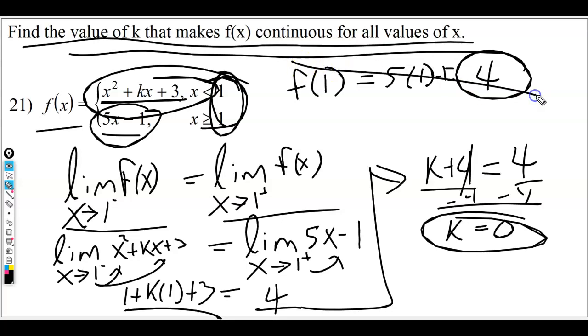So you don't really need to do this part. I just want to remind you of what continuity requires. However, all you really need to do is set the left side equal to the right side, plug in your number, and solve. Okay? Let's go ahead and continue.